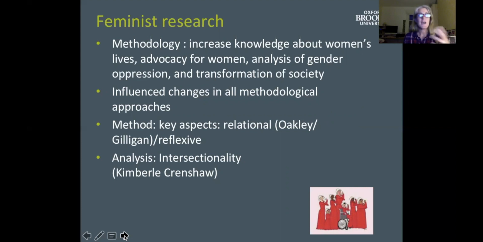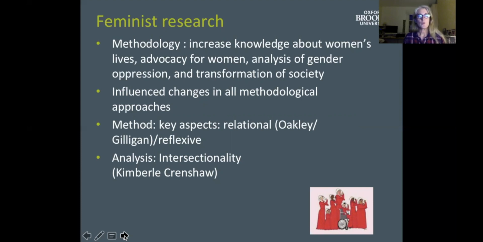Another aim is to advocate for women, showing that women may experience things differently to men. This covers quantitative research as well as qualitative. For example, drugs act differently in men and women. That seems obvious to us now, but it wasn't always considered so. This methodology also considers gender oppression, and ultimately aims to transform society.